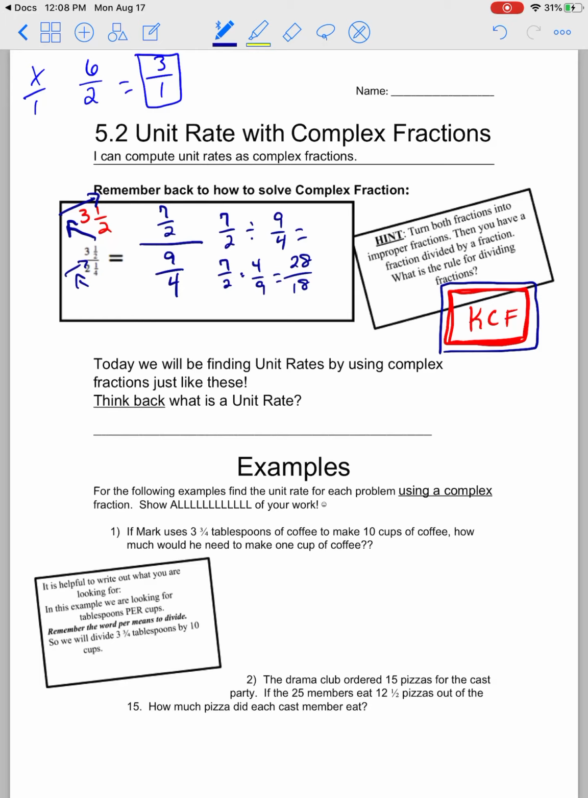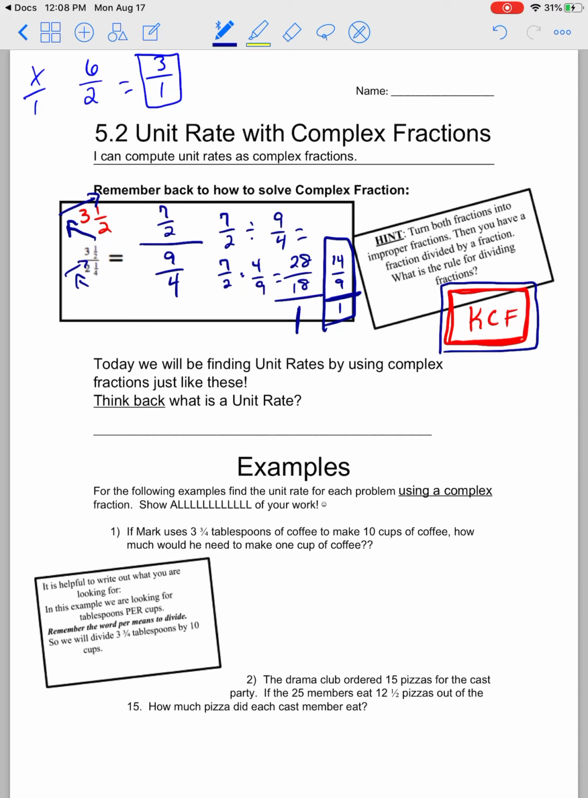Now, to write this as the unit rate, it'd be 28 over 18 over 1. We can simplify the 28 over 18 to 14 over 9 over 1. So, there is your unit rate.